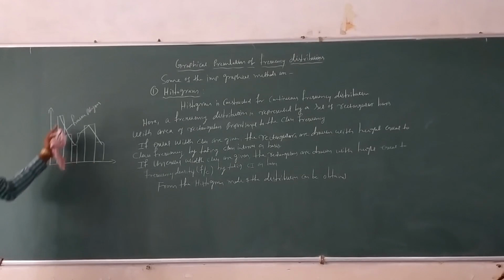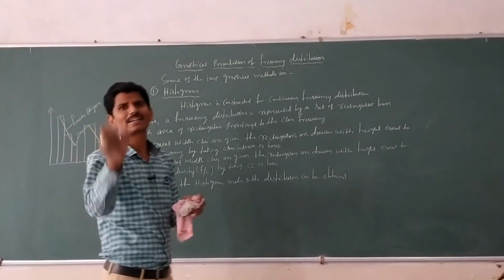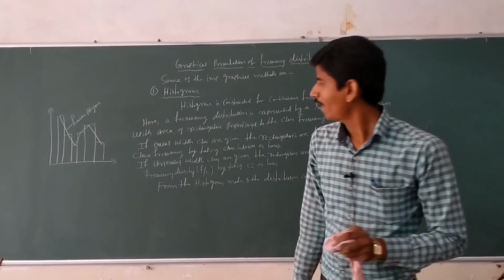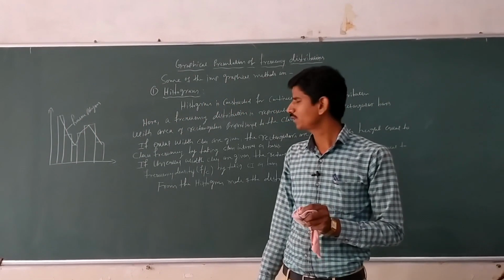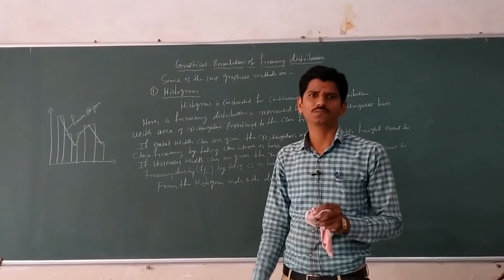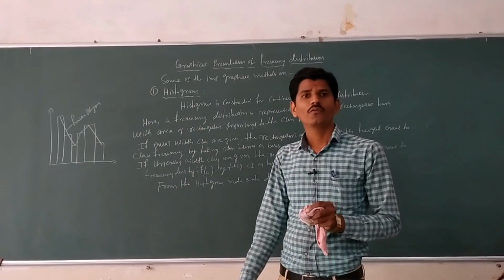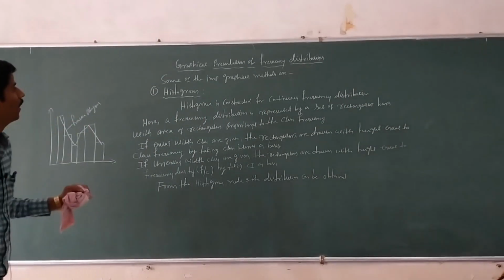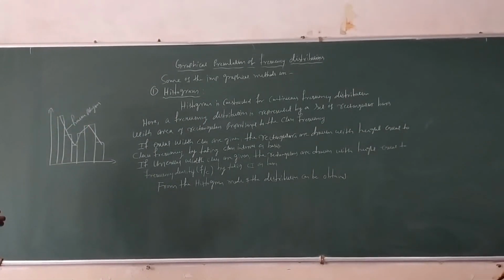Here, on joining the midpoints of the upper sides of the rectangles, a frequency polygon is obtained. The next, on joining the midpoints of the upper sides of the rectangles by a smooth curve, we obtain the frequency curve. Next, we shall discuss the frequency polygon and frequency curves.